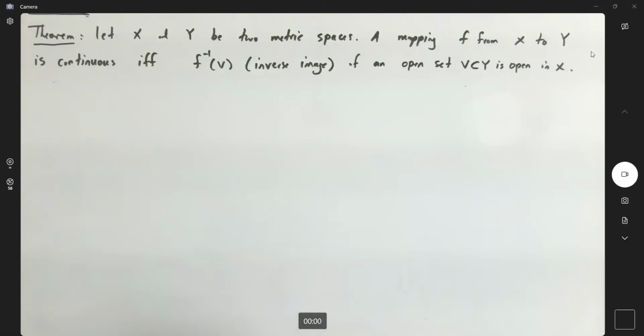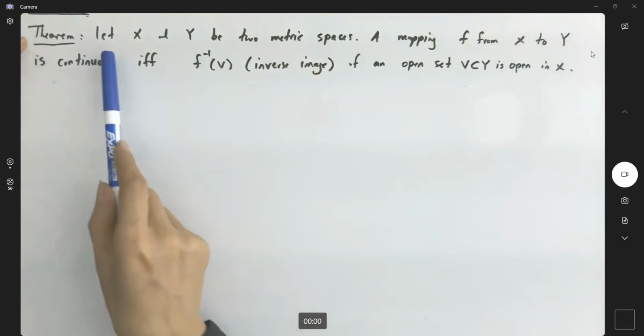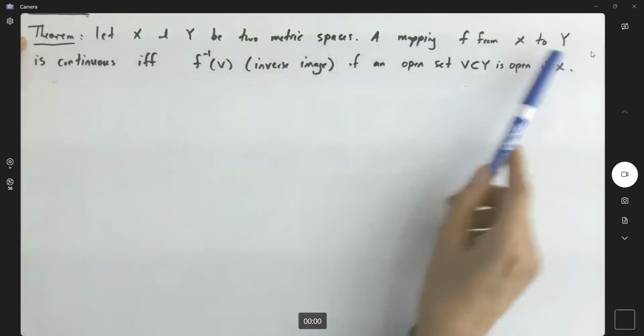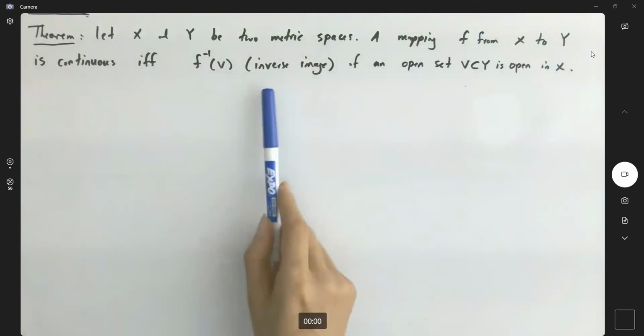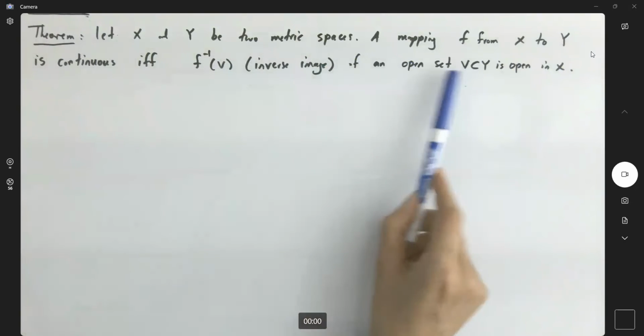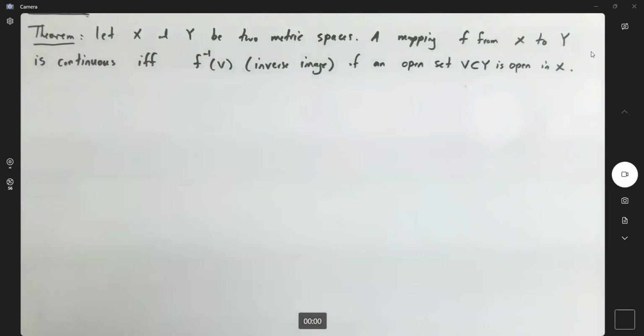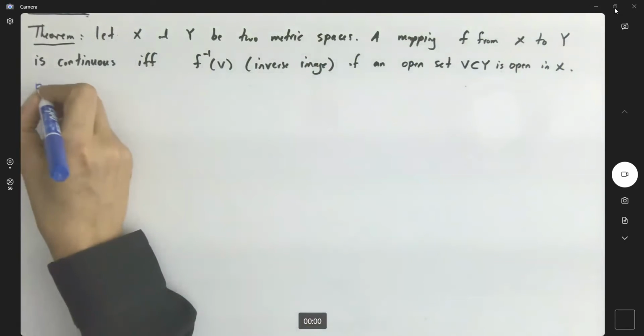We're going to connect continuity with openness here. This theorem says, suppose you have two metric spaces, a mapping F from X to Y is continuous if and only if the inverse image of any open set, like V in Y, is open in X. Let us begin the proof.